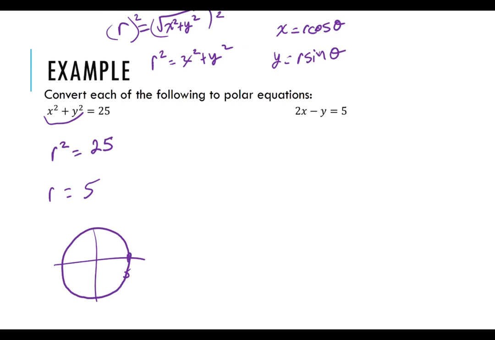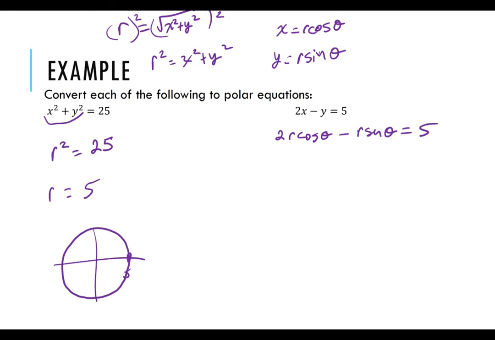Alright, here I've got 2x minus y is equal to 5. Well, x is equal to r cosine theta, so that's 2r cosine theta minus, well, y is r sine theta, so that's r sine theta is equal to 5.